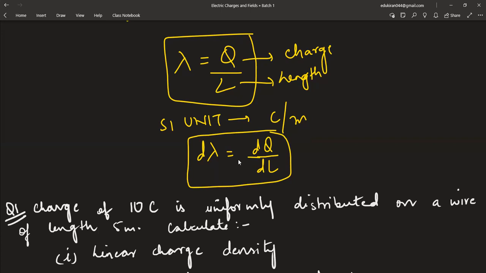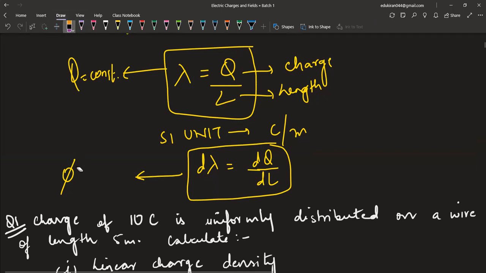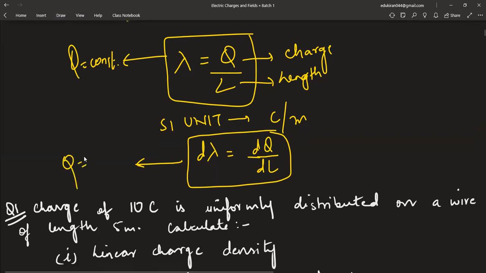If you have variable charge, then you will use this. If you have constant charge, see, if charge is constant, use this. If charge is not constant, that is variable, use this.